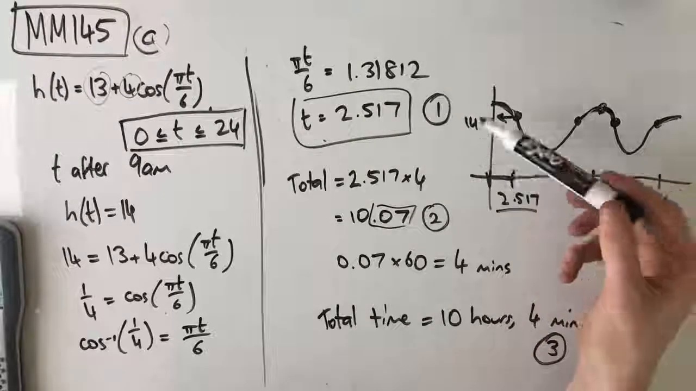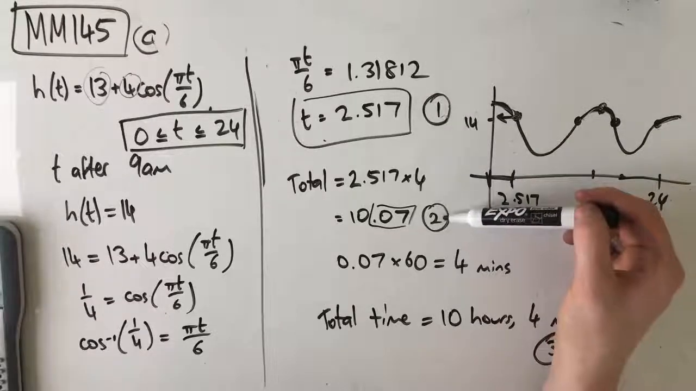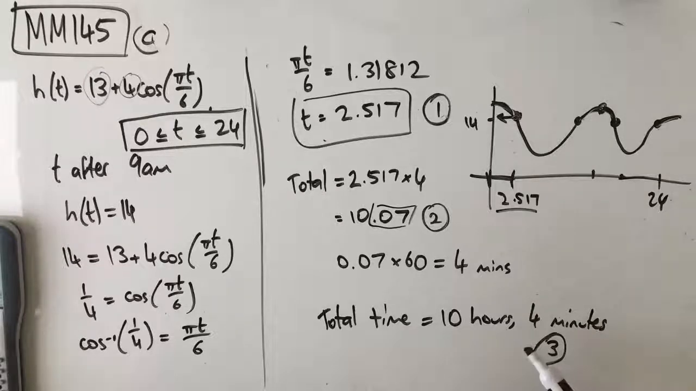So your first mark comes by recognizing your first value of t here, second mark with just your hours in decimal form, and your third mark comes when you actually answer the question how it was asked for you to answer it into the closest minute.